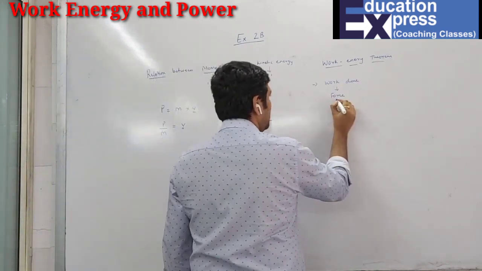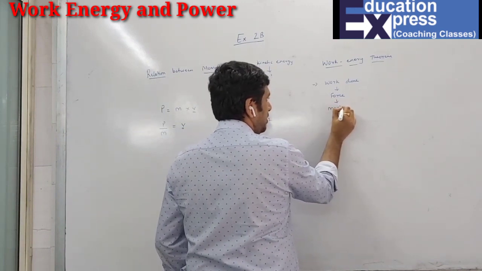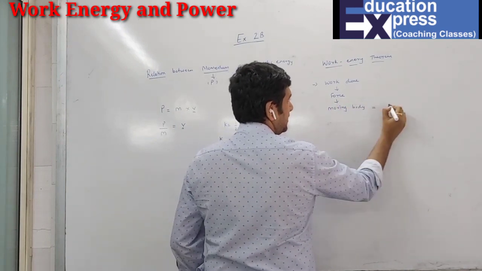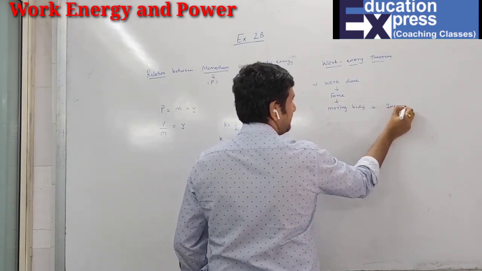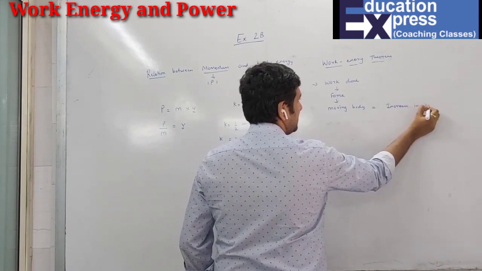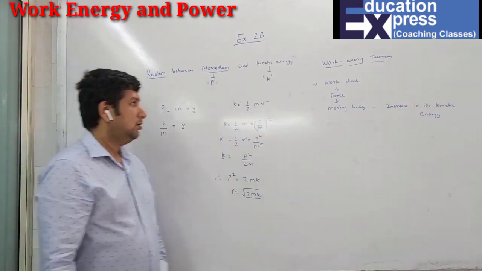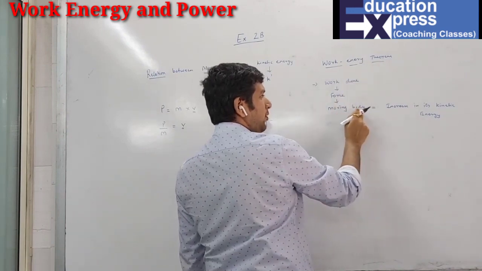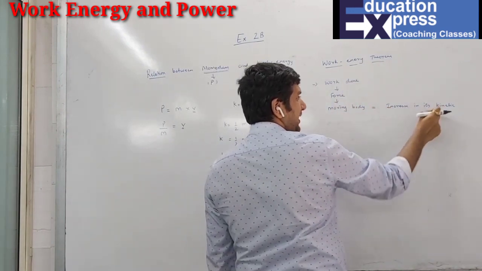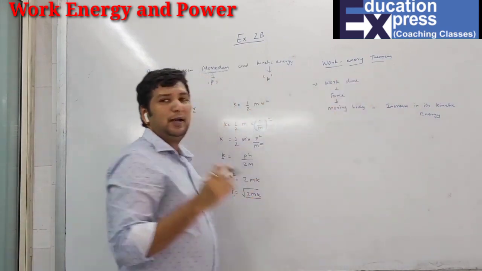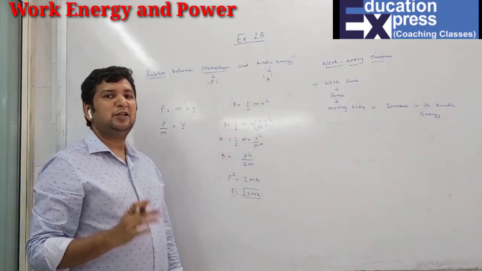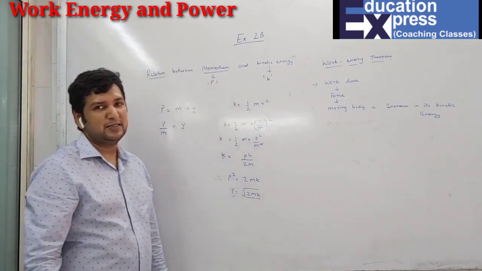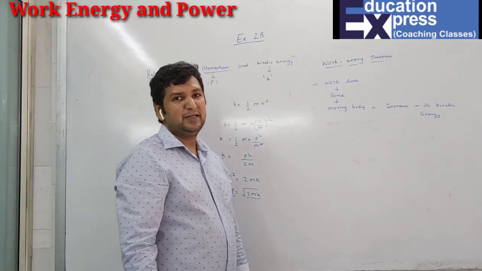On which body? On the moving body is equal to the increase in its kinetic energy. So work done by the force on the moving body is equal to the increase in its kinetic energy, and that is your work energy theorem. Now what do you mean by increase in kinetic energy?